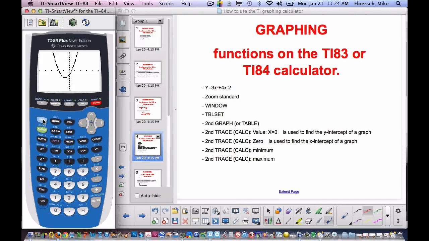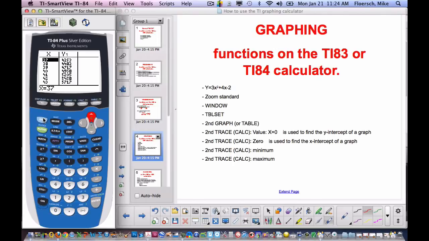I can also go to second window, table set. Where do I want my table to go? What do I need the table for? Well, let's look at this. If I do second graph, it gives me the table. It gives me all my x and y coordinates for that parabola. I can scroll up and down, but notice I'm sitting at 40, 39, 38, 37. You know what? I'd really like to start at 0 and see what happens.